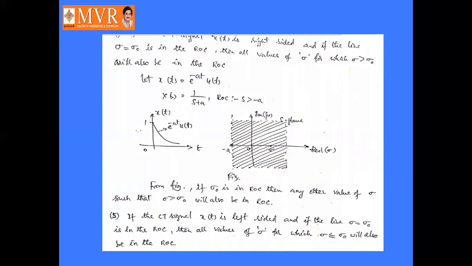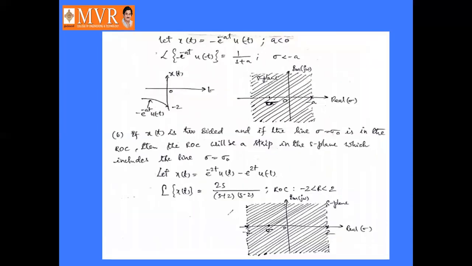Sigma is also present. Okay, and the fifth property is the second problem. That is, if the CT signal x of t is left sided, and if the line sigma equals sigma naught is in the ROC, then all values of sigma for which sigma is less than or equal to sigma naught will also be in the ROC. That is the second problem, e power minus of e power minus at into u of minus t. So in that ROC, sigma will be present.